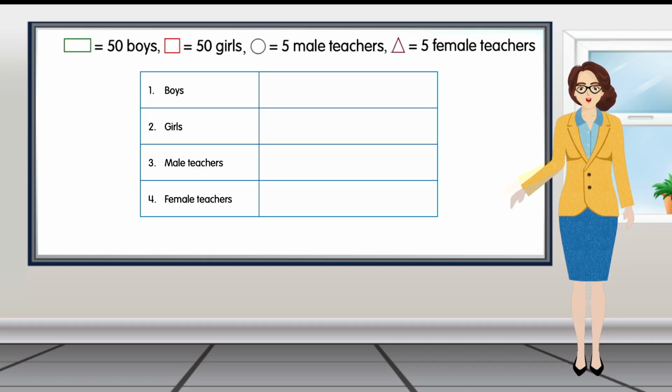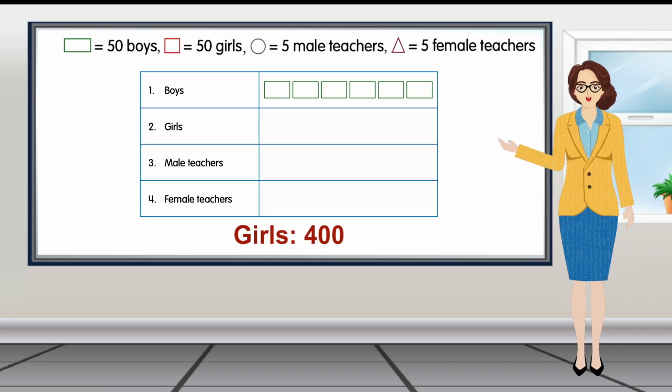The number of boys is 300. The scale shows that each rectangle represents 50 boys. So, 300 divided by 50 equals 6. Thus, we will draw 6 rectangles for boys. The number of girls is 400. The scale shows that each square represents 50 girls. So, 400 divided by 50 equals 8. Thus, we will draw 8 squares for girls.